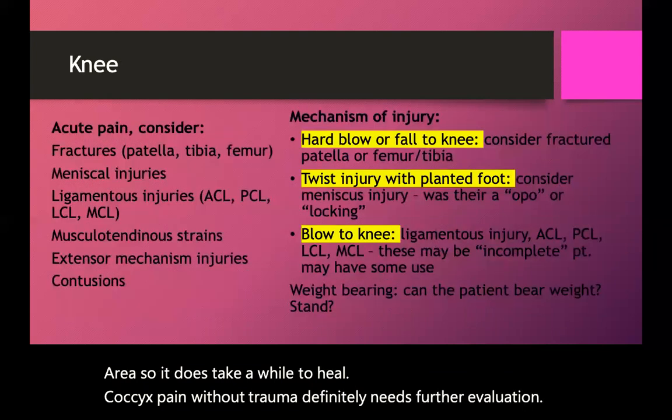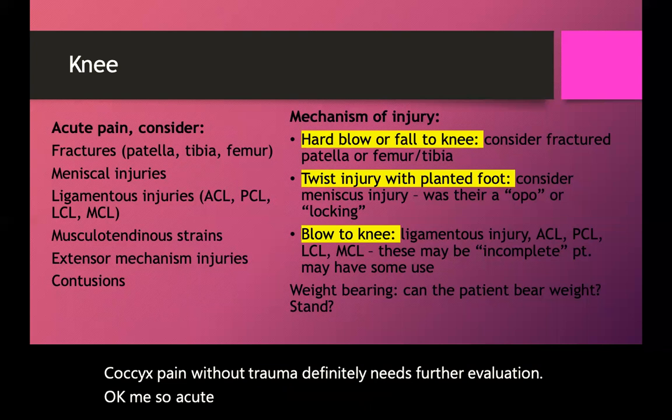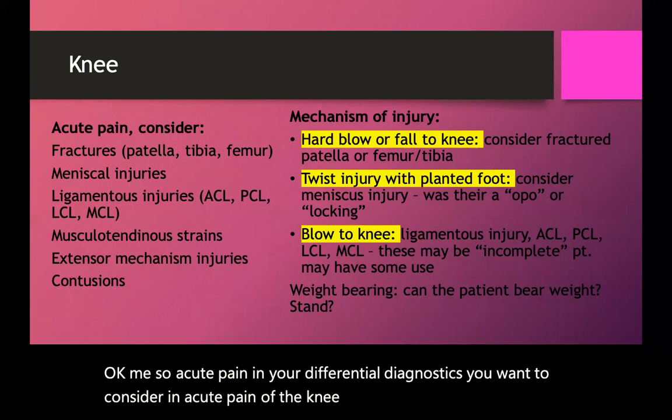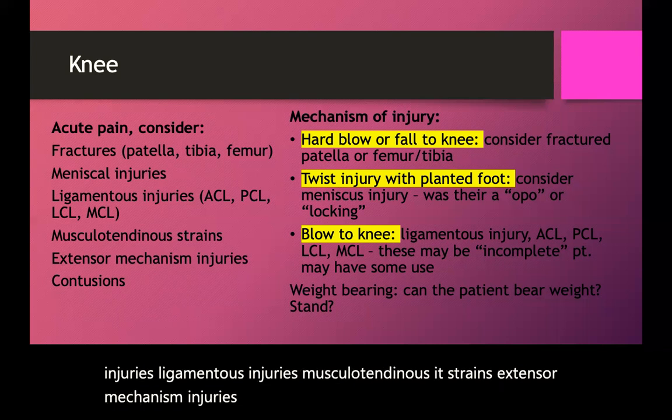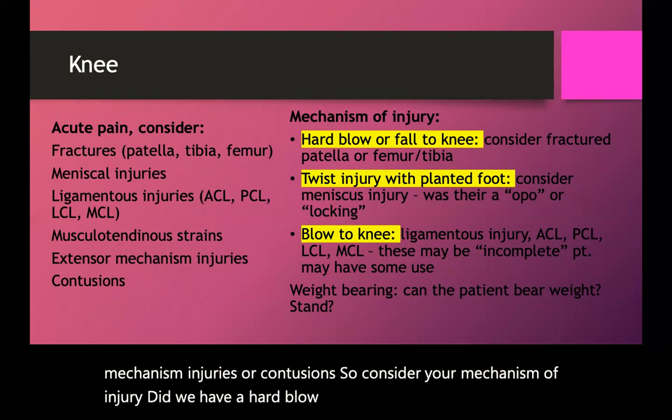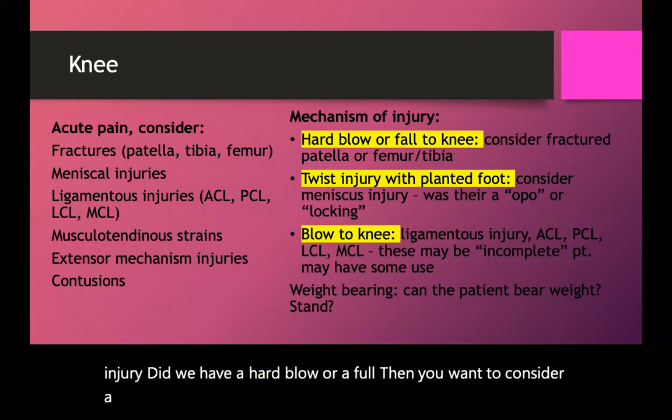Okay, knee. So acute pain in your differential diagnostics, you want to consider in acute pain of the knee, consider fractures, meniscal injuries, ligamentous injuries, musculotendinous strains, extensor mechanism injuries, or contusions. So consider your mechanism of injury. Did we have a hard blow or a fall? Then you want to consider a fractured patella or femur tibia.